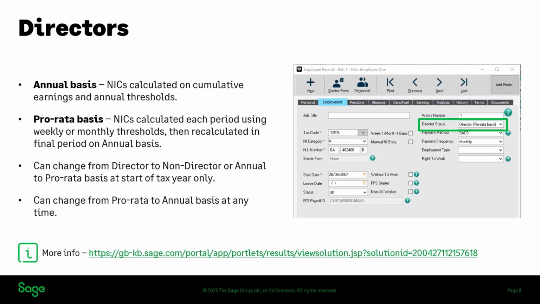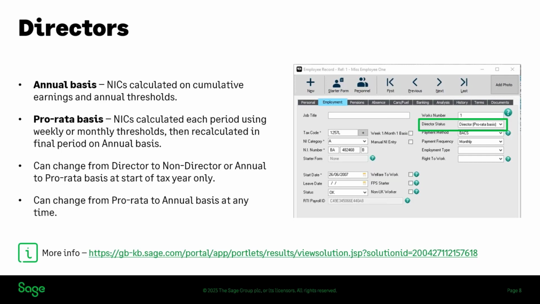Now, pro rata basis works differently because you calculate the national insurance in the same way as a non-director throughout the year. So it's worked out each period using that period's earnings and the weekly or monthly thresholds, depending on the pay frequency, but it will be recalculated in the final period of a tax year or a period that the director leaves on the annual basis. So essentially, regardless of the method, come the end of the year, the director will pay the same national insurance.